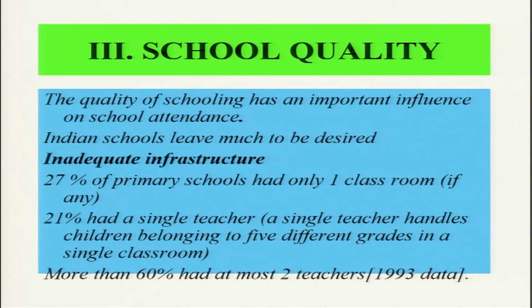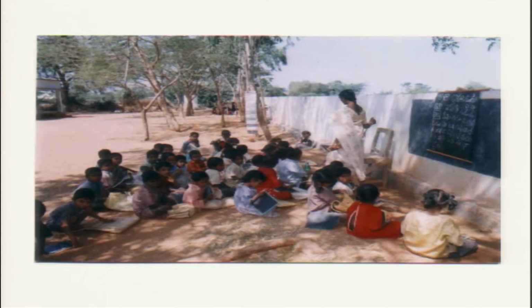And more than 60% had at the most 2 teachers. So a primary school may have 2 teachers, and sometimes a school may not have any room at all, any classroom.